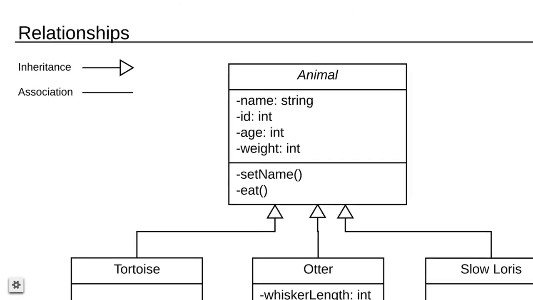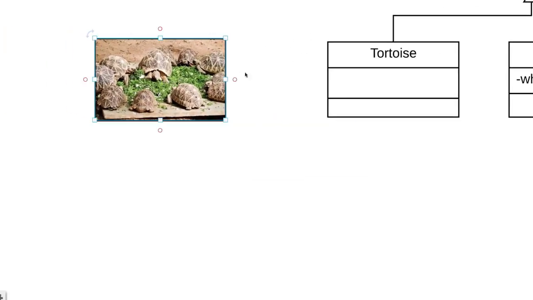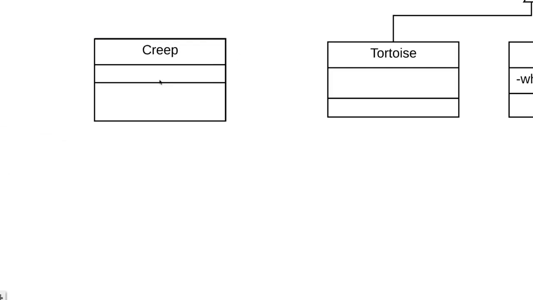The next type of relationship is aggregation. It's a special type of association that specifies a whole and its parts. So to continue with our zoo example, again, this is just to help explain the logic, let's create a new class for a group of tortoises. A group of tortoises is called a creep, and that's pretty cool. So here's our creep class, and it's got a relationship with tortoise.